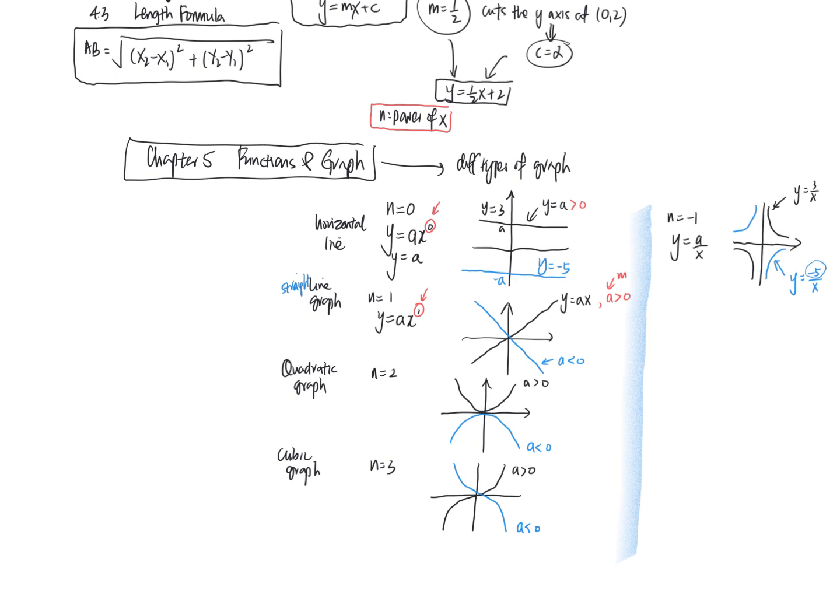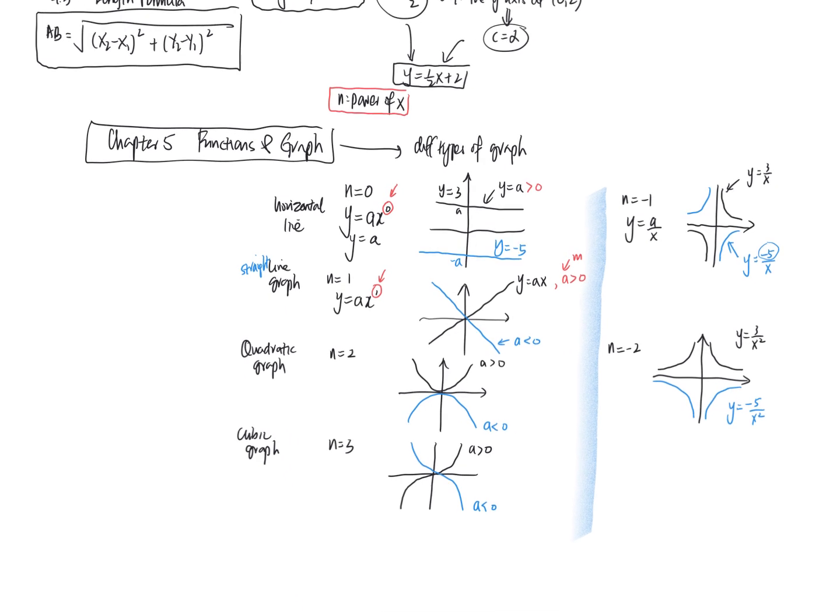Lastly is n equals negative 2. You just need to remember both are on the same side. So this is y equals maybe 3 over x squared. Then when it's a negative number, both are at the bottom. Y equals negative 5 over x squared. So these are all the 12 graphs that you need to know for now. Later we learn exponential.